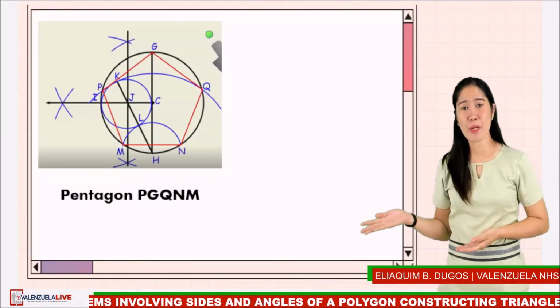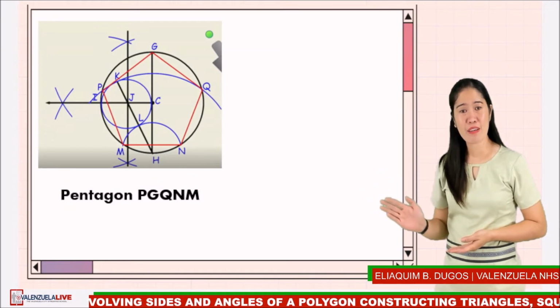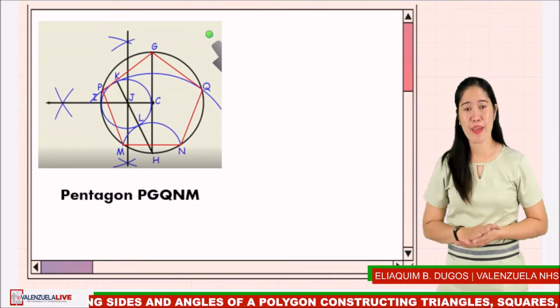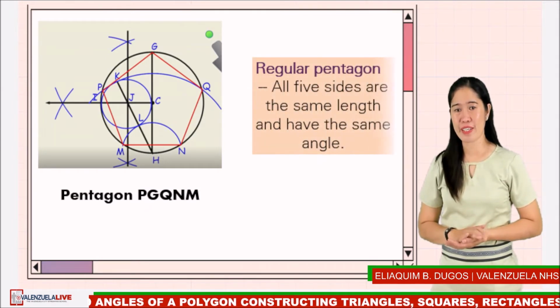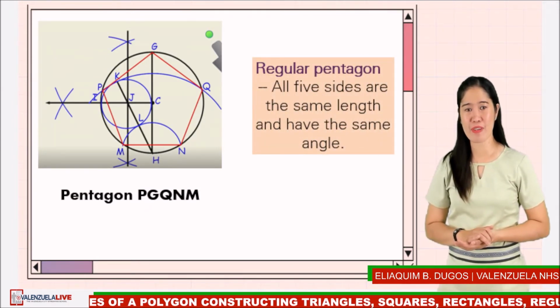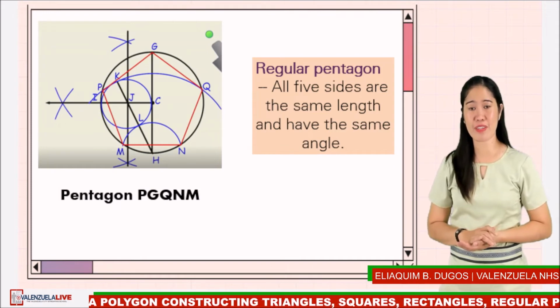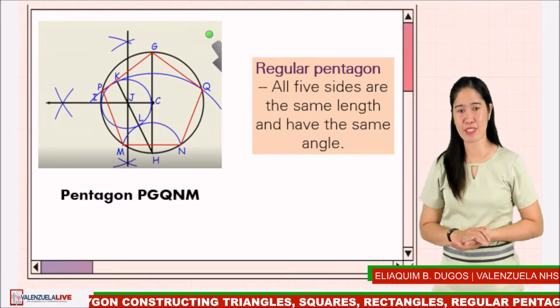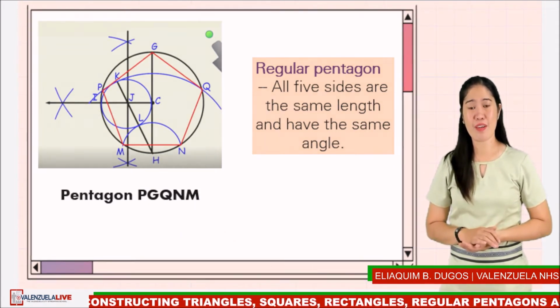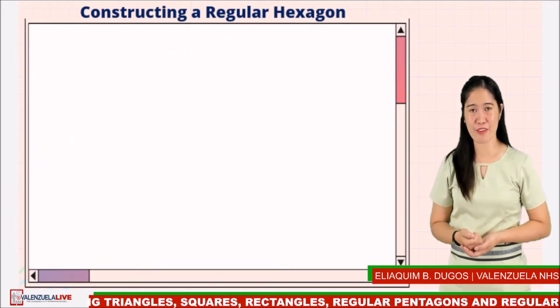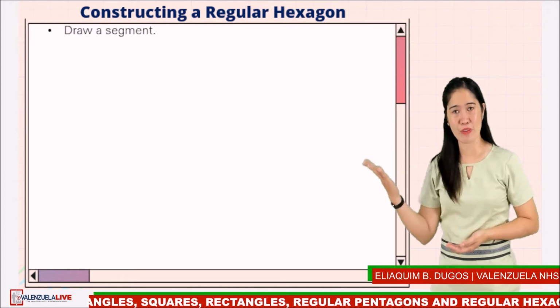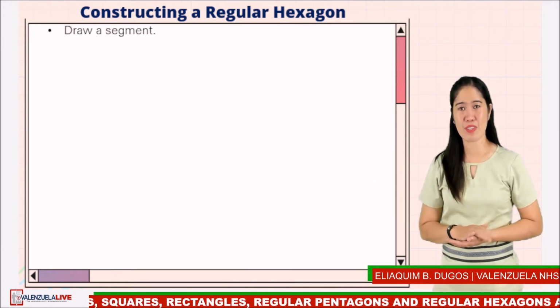Here's our regular pentagon, P, G, Q, and M. A regular pentagon is a polygon with 5 equal sides that are the same length and have the same angle. The next construction is a regular hexagon. The following steps are as follows. First, draw a segment.